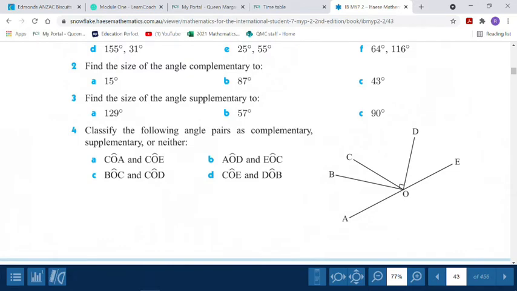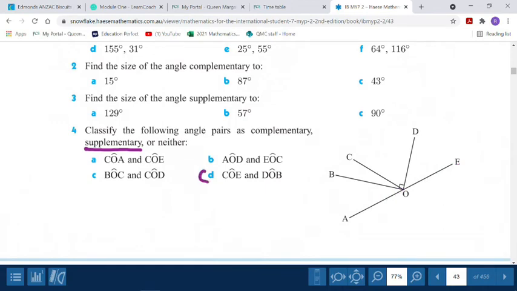Look at this one. We're going to do these. Angle COA, that angle, and angle COE. You might use colored pencils for this. If you put those together, they make the straight angle. So they are supplementary. So you can do it with numbers, or you can do it with a drawing.